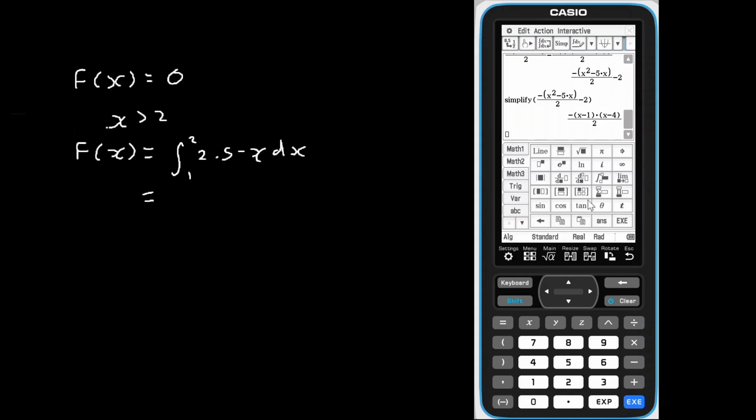Okay, so let me prove it. We'll go all the way up to the top. I can grab this, and this here is equal to 1.